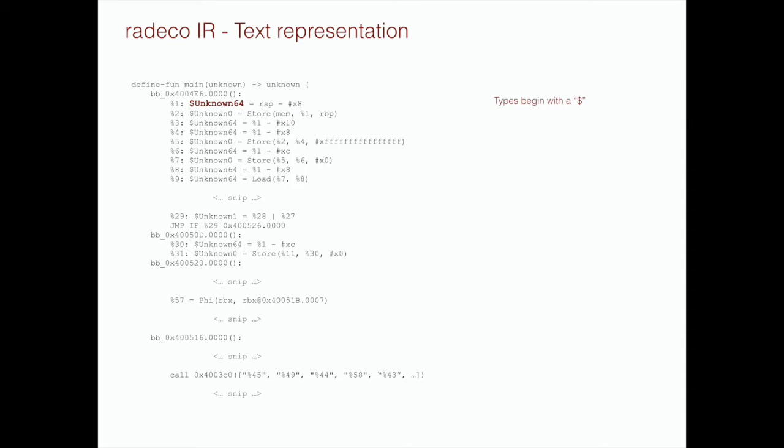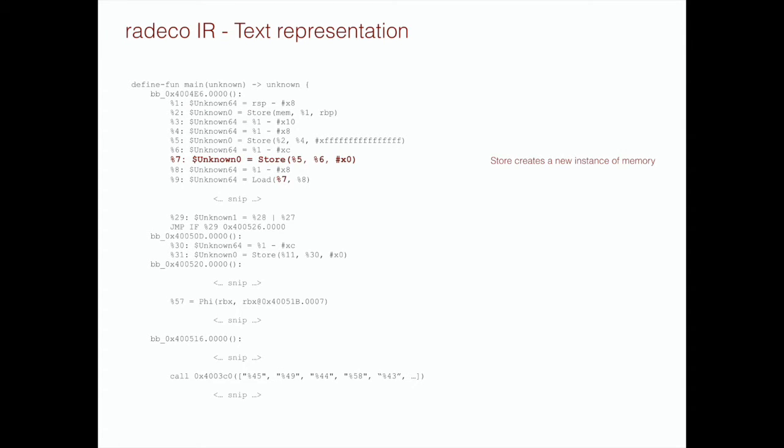All data types begin with a $ sign, followed by the data type and the width of the data type. In this case, you can see temporary 1 is an unknown data type, again because we have not run the type inference, and is of size 64. So how do we know that it's 64? Well, the subtraction operation takes RSP as one of its operands, which is of type 64, and this seems to be a function prolog, so it's probably an assignment to RBP, which is of type 64. So radeco identified that and labeled it as 64.